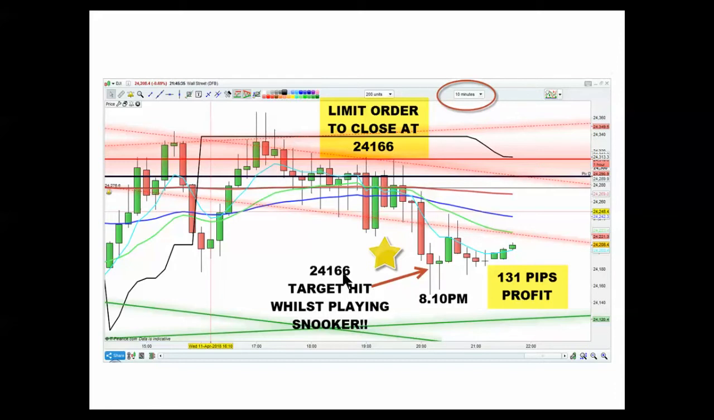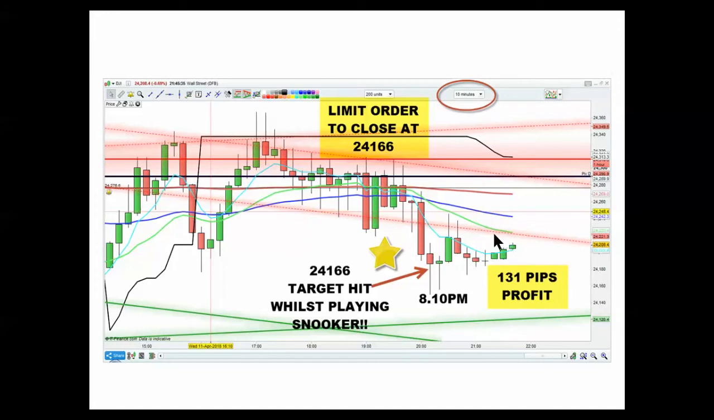24,166 target hit whilst I was playing snooker. Okay, and it was this candle here at 8:10. And if you look there, that candle, I'm going to show you on the live chart now as well, it came all the way down, hit my limit order at 24,166 to bank me 131 pips. Okay, and then look at that, it didn't go much further down, it started to rally.